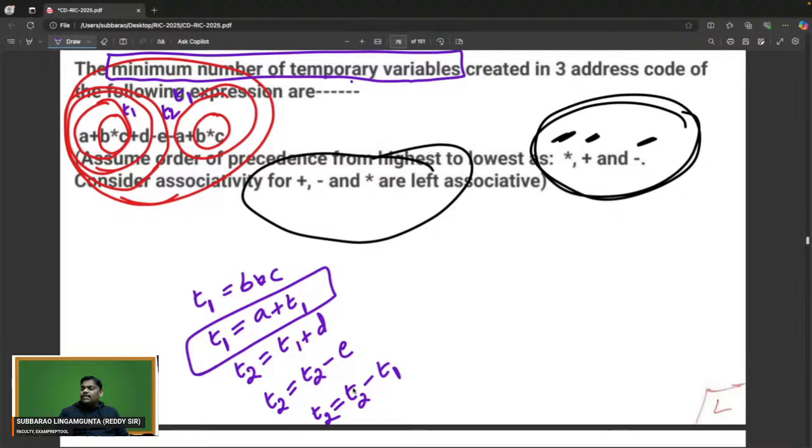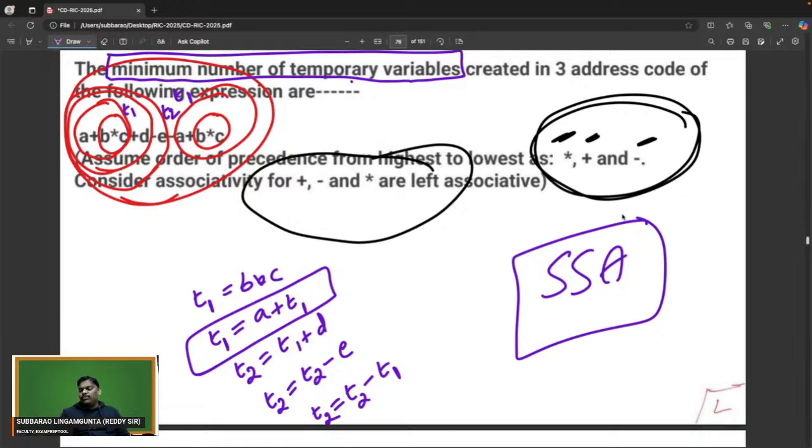It is not static single assignment. It is not SSA. It is an intermediate code. If you think there is no further use, you can replace again and again. I think the answer is 2. You can go for more variables also, but because he's asking for the minimum, you can go like this.